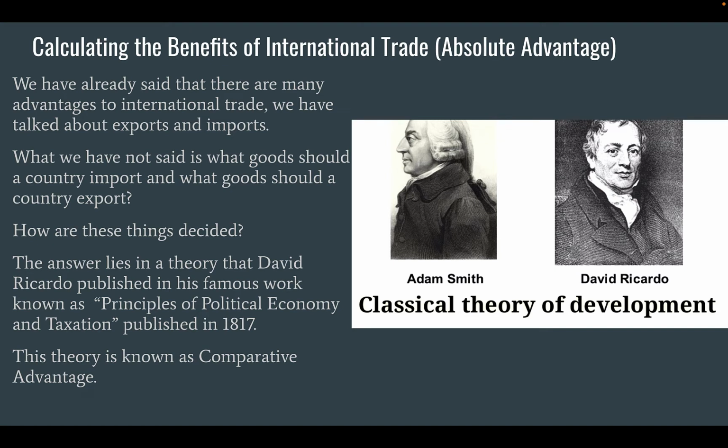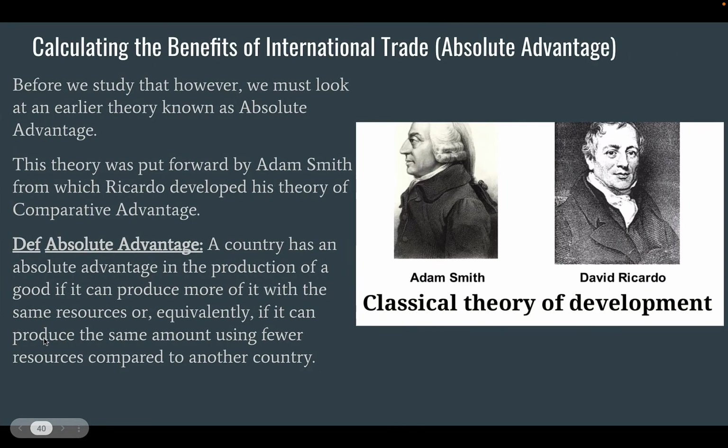So what we're trying to get to is understanding David Ricardo's theory of comparative advantage, but we can't do that unless we first look at Adam Smith's theory of absolute advantage. David Ricardo published his work on comparative advantage in Principles of Political Economy and Taxation, in 1817, and I said it's called comparative advantage. But before that, what we're going to look at is Adam Smith's absolute advantage.